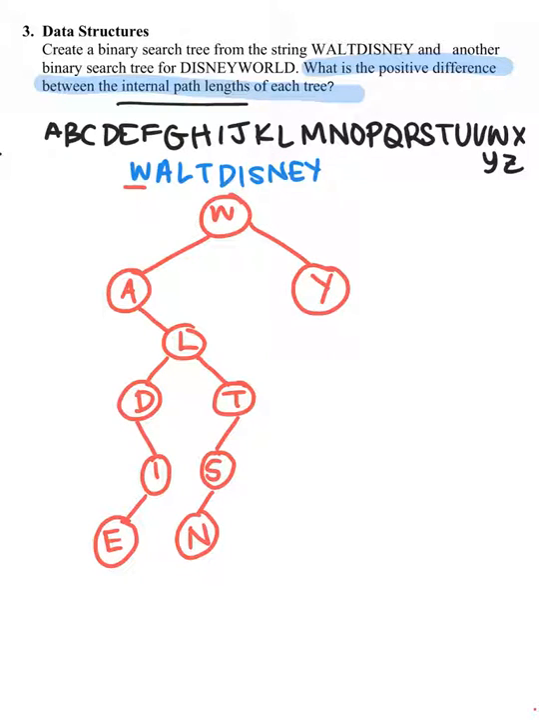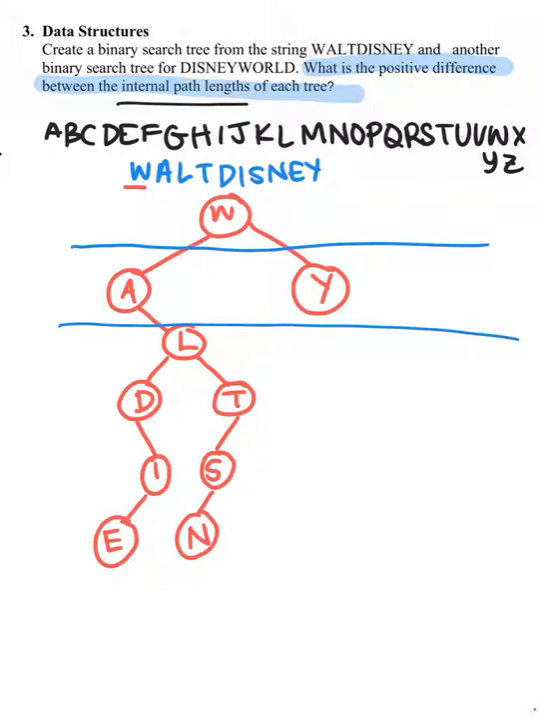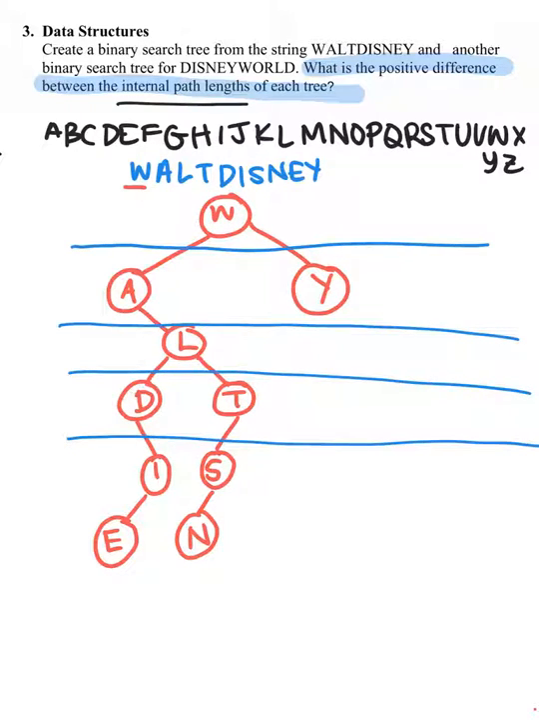Now we're looking for the internal path length, which is, remember, the depth of each node multiplied by how many nodes are at that level. So I draw lines to separate the levels of my nodes so you don't get confused. The levels of the nodes, again, start from 0, so I always start by writing to the right, inside each line, the depth of each node.